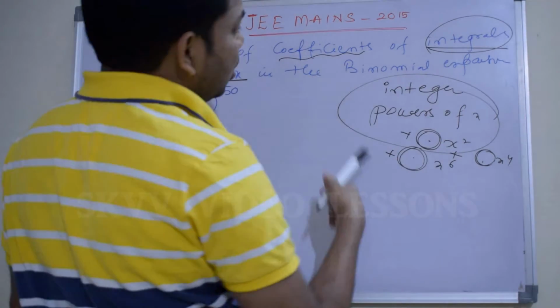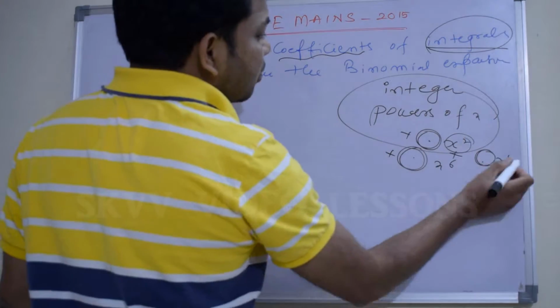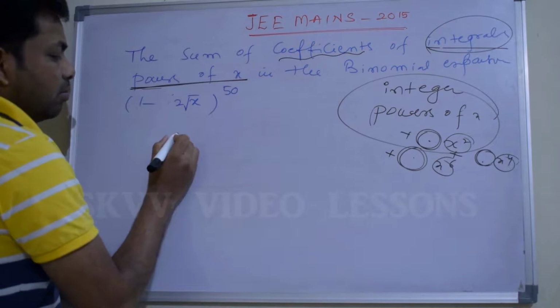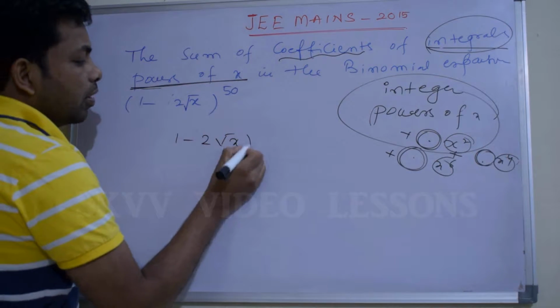Okay, sorry, he is saying what? Integral powers. Why am I taking x squared, x to the power of 4? Now I am going to explain, right? Now you see (1 − 2√x)^50.